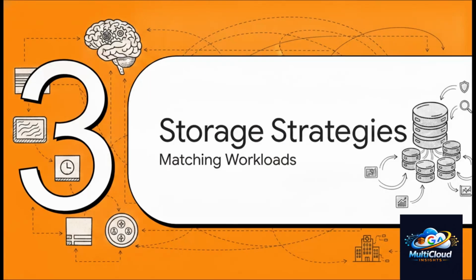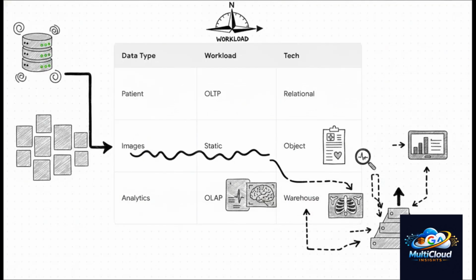Which brings us to Section 3, Workloads and Storage Strategies. And here is the architect's golden rule. You must choose your storage technology based on the specific workload, not because the technology happens to be popular or trendy. This is exactly why the one giant database for everything approach is a massive mistake.